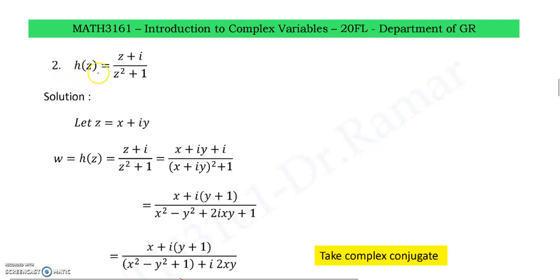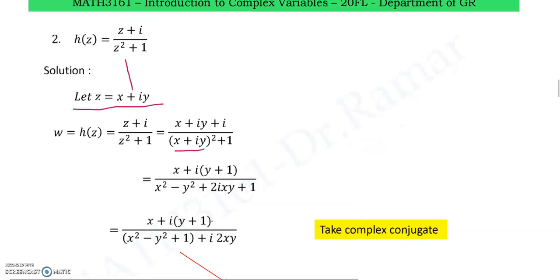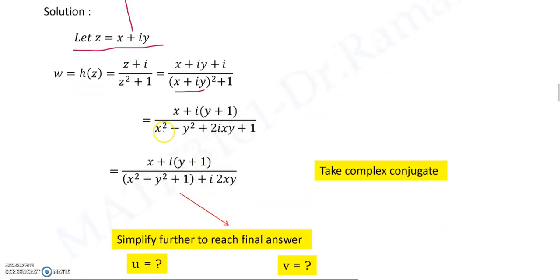What is h of z is equal to z plus i divided by z squared plus 1. Similarly, you take the Cartesian form of z, that is x plus iy. Now you substitute here z is x plus iy, z squared is x plus iy squared. Now you see w is equal to h of z. First you expand this by the rule, then here x squared minus y squared plus 1, this is a real part. Here this is the imaginary part.